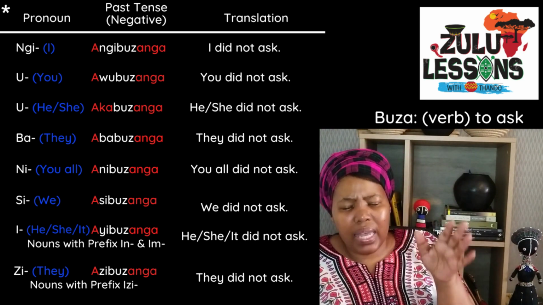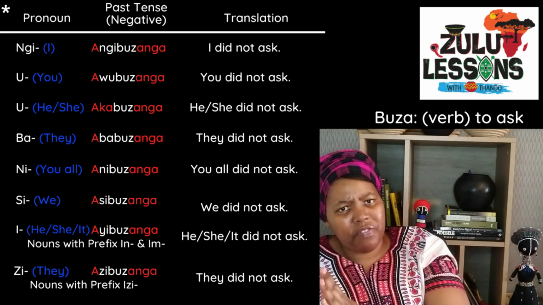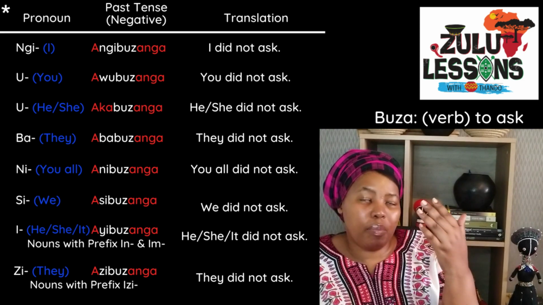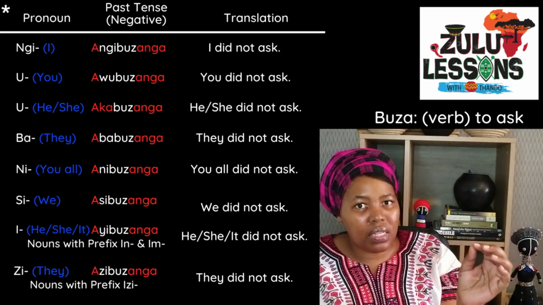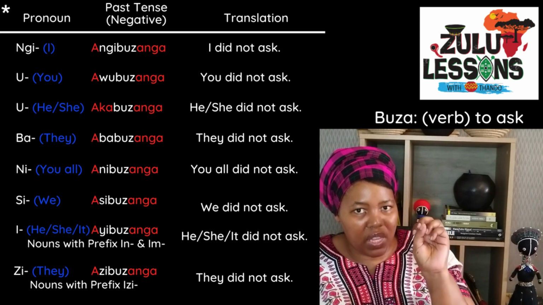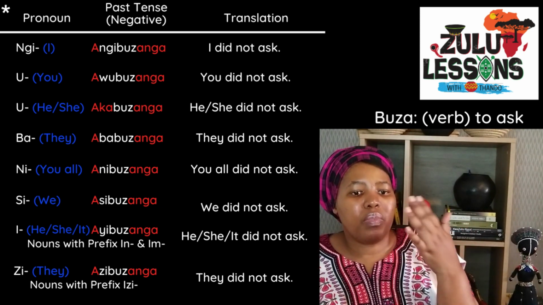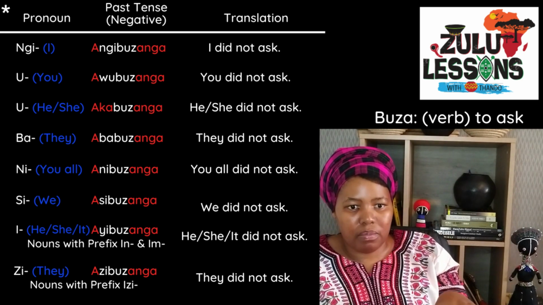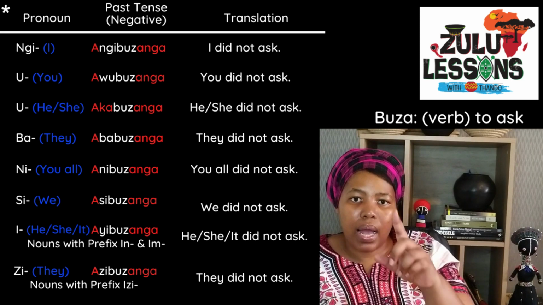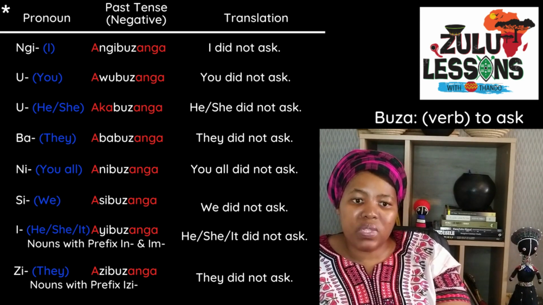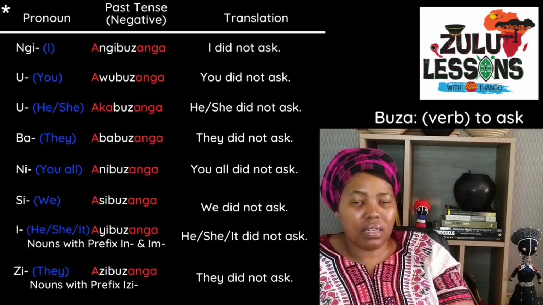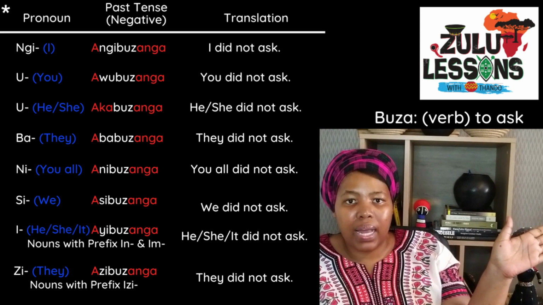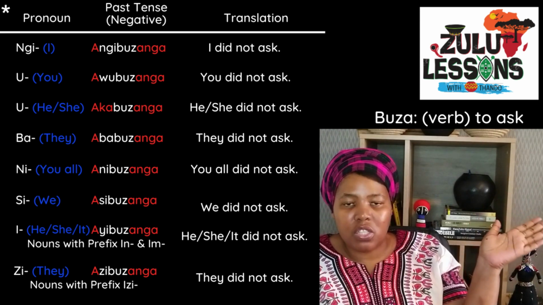So yes, now let's go ahead and do this. Angibuzanga. And then at the end, the suffix, we put anga. We have two parts. If you are coming from an English background, you're thinking did not. So it's two parts. Angibuzanga, I did not ask. Awubuzanga, you did not ask. Akabuzanga, she did not ask, he did not ask.